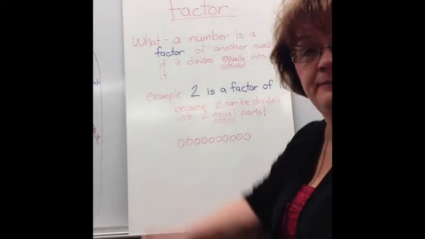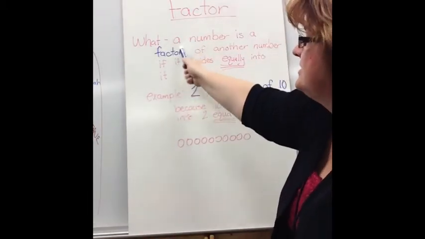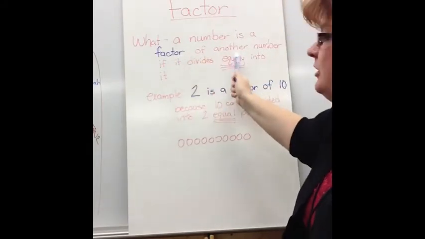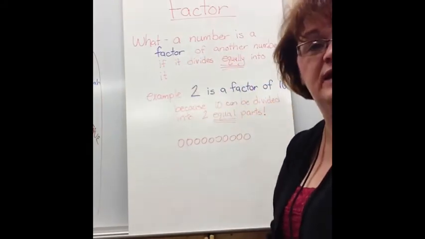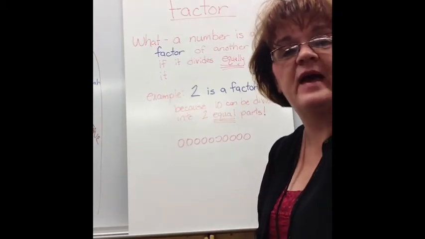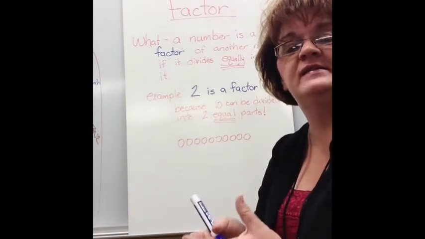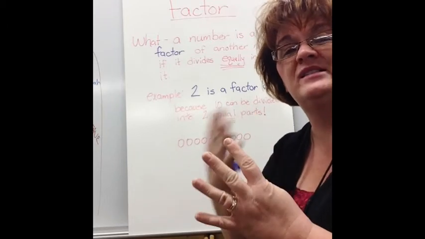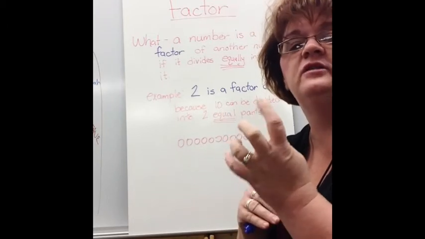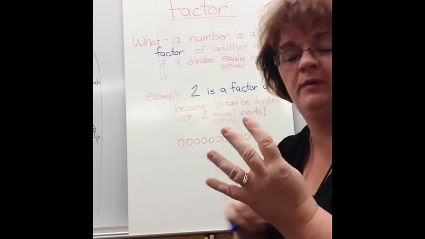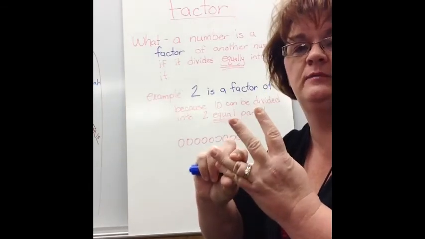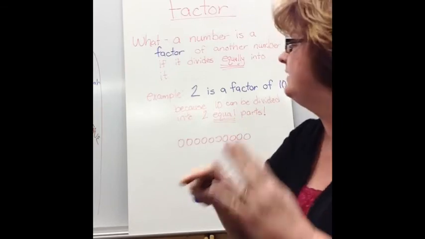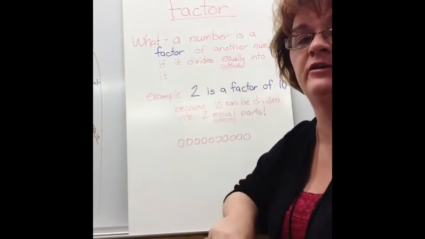Okay, welcome back. We're going to talk about factors today. A number is a factor of another number if it divides equally into it. So an example of that might be that you have 4 pieces of candy, and you have 2 friends. So we want to know, is 2 a factor of 4? Can you divide these 4 into 2 equal parts? Well, yes, we know that you can break it into this group and into this group. That's 2 equal parts. So we know that 2 would be a factor of 4.